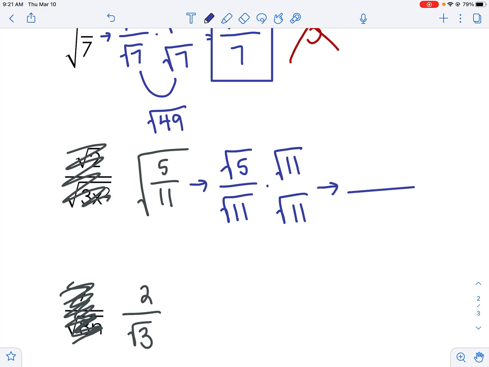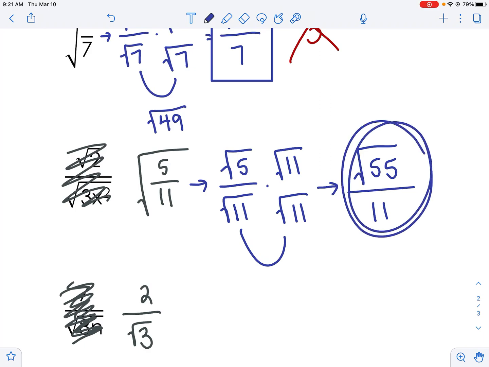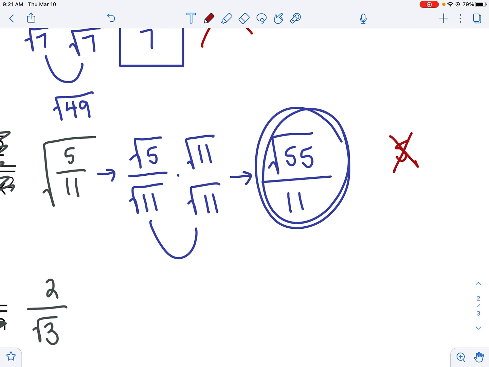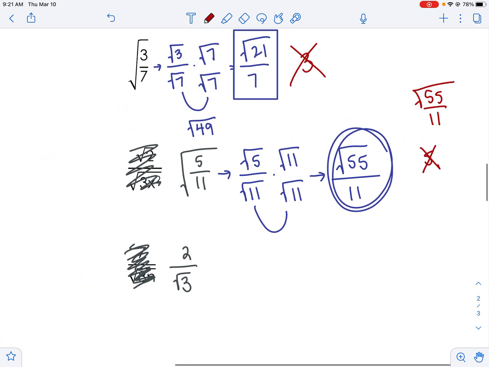My denominator becomes the square root of 11 times the square root of 11, which is just 11. It cancels out when I multiply it by itself. And then my numerator would be 5 times 11, which is the square root of 55. And that's it. You're allowed to keep your answer just like that. Keep in mind, it's not 55 divided by 11. It's the square root of 55 divided by 11. Most of our answers are going to have a radical in there, and you're just going to keep that radical in there.